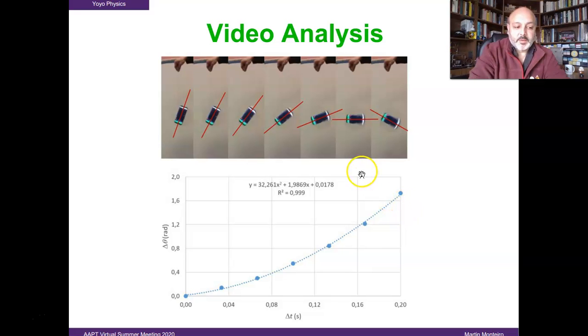We also performed a video analysis, which is a useful tool to compare with the experimental results obtained from the rotation sensor. The analysis is made from several frames here, measuring the angle frame by frame. So with these angles, a quadratic fit is performed to obtain the angular acceleration, which is twice the value of the concavity of the parabola. So we have here an acceleration of 64.5 radians per second squared. This value agrees very well with the previously obtained value from the smartphone sensor.